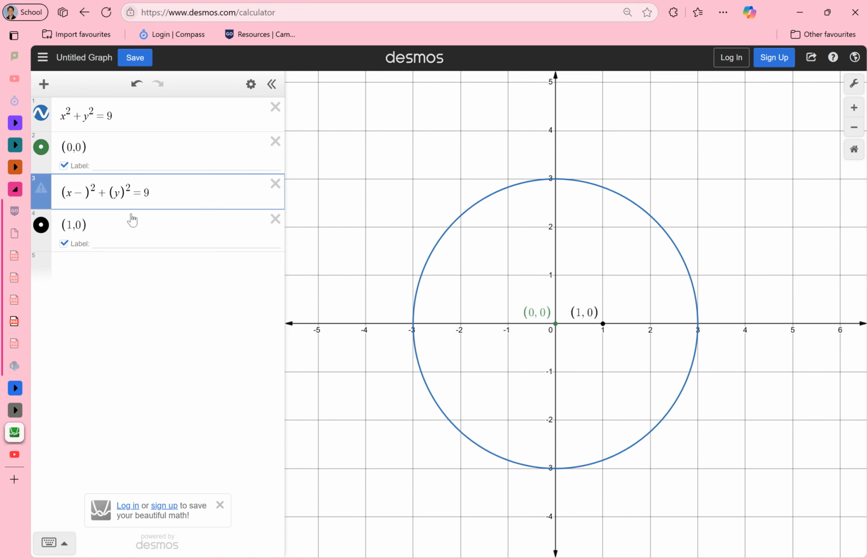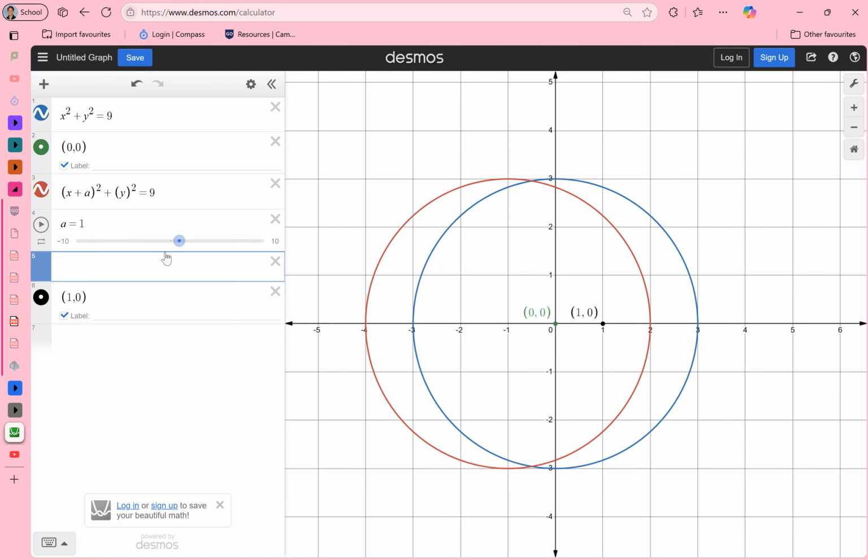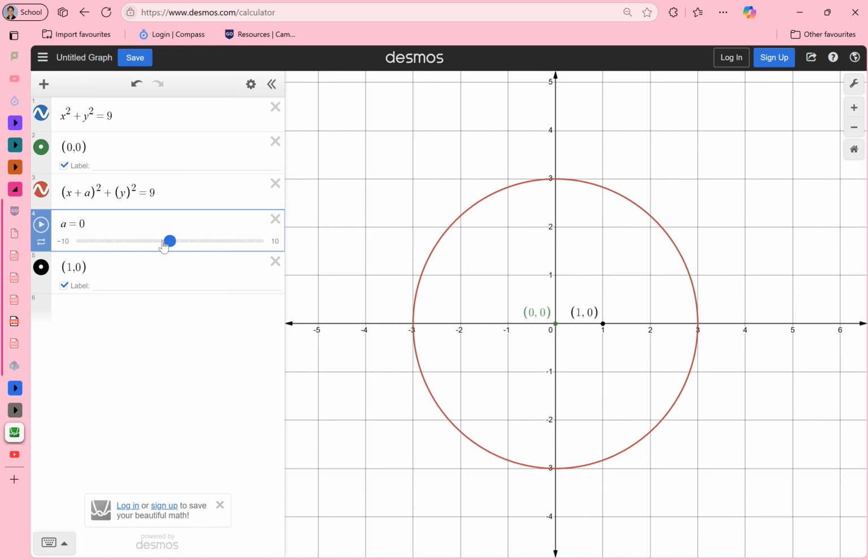So you can see here that if I changed it and I called it A, and I add a slider to it, and you see if A was a minus 1, whoops, where's my slider? I'll just go negative 10 to 10, and let's say step 1. You can see that if I go to minus 1, it moves to the right. If I go to minus 2, it moves to the right again, to the right again, to the right again.